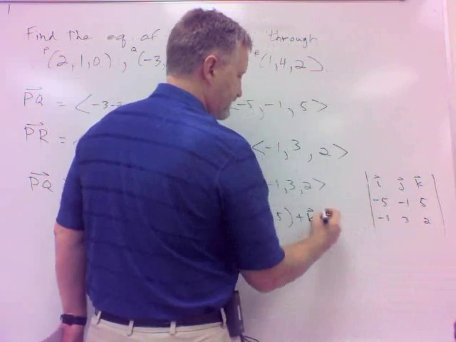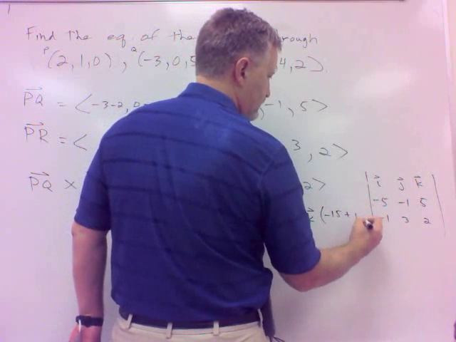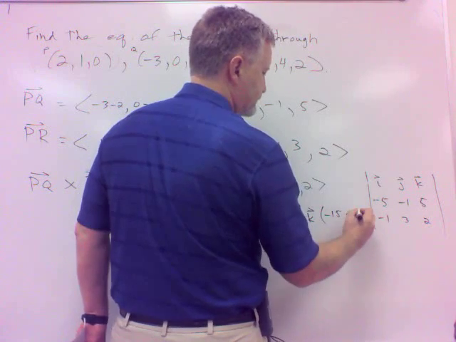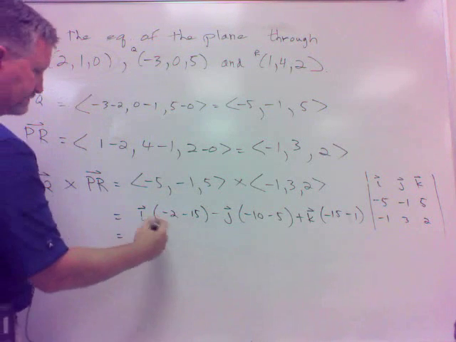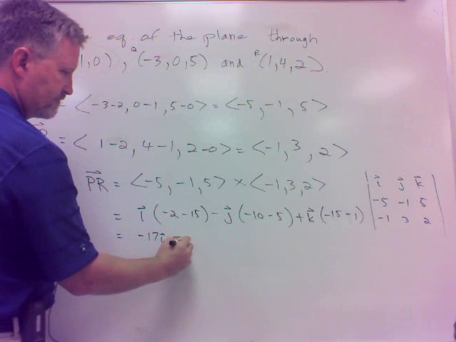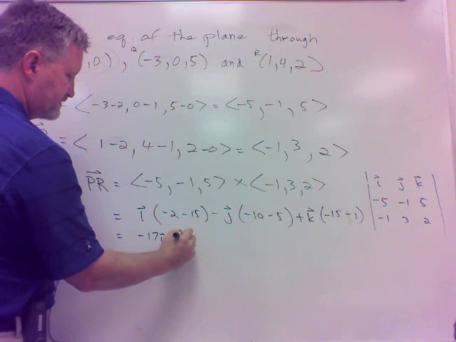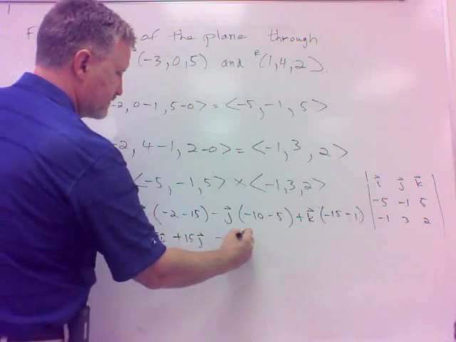So that would be negative 15 minus 1. Sorry, minus 1. Did I do that right? So we've got, however you want to write it, negative 17i plus 15j minus 16k. Does that sound right?